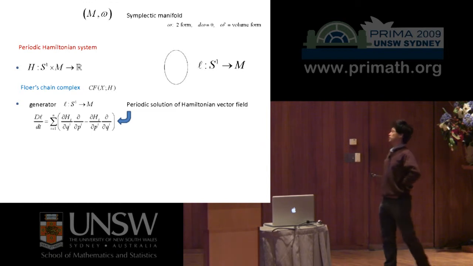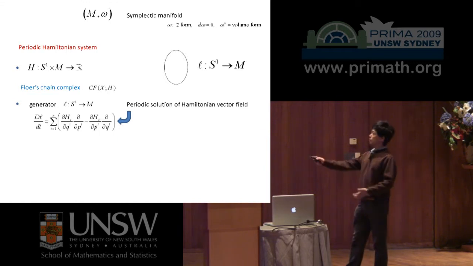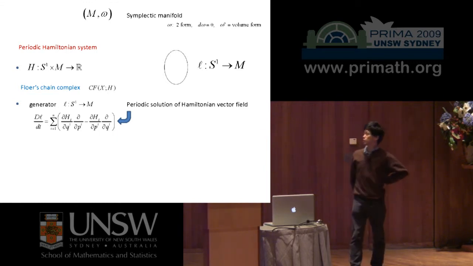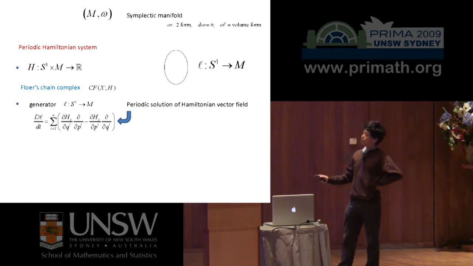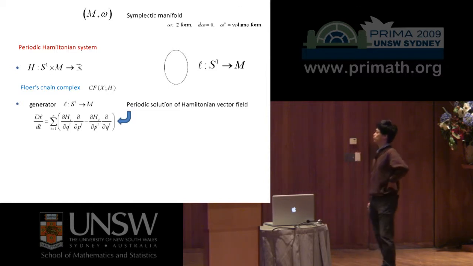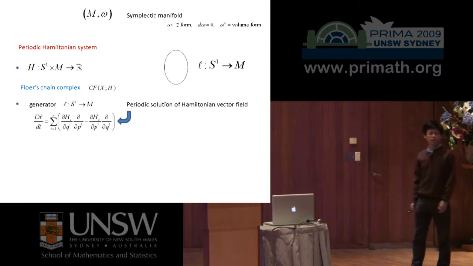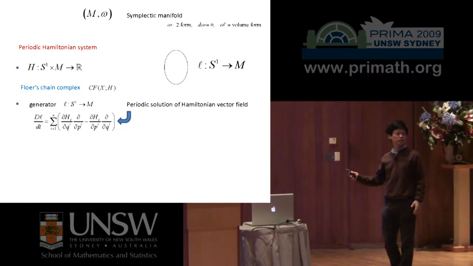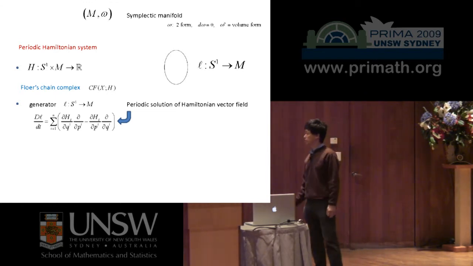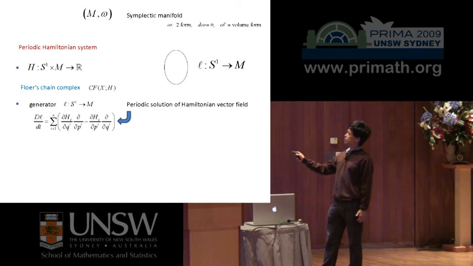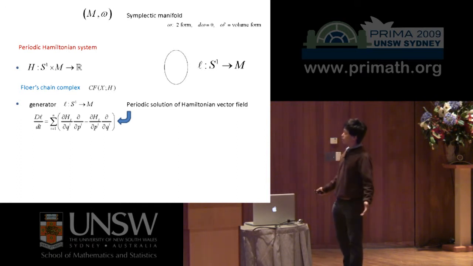Symplectic Floer theory has at least 2 versions, if we forget the contact version. One is the version for periodic Hamiltonian systems. For this, we consider a Hamiltonian H, which is an S1 parameterized family of functions on M. And we consider this equation, which is the very famous equation of Hamilton in classical mechanics. We consider a loop from S1 to M which satisfies these ordinary differential equations. Understanding periodic solutions of this ordinary differential equation is a very basic problem in dynamical systems, Hamiltonian dynamics.